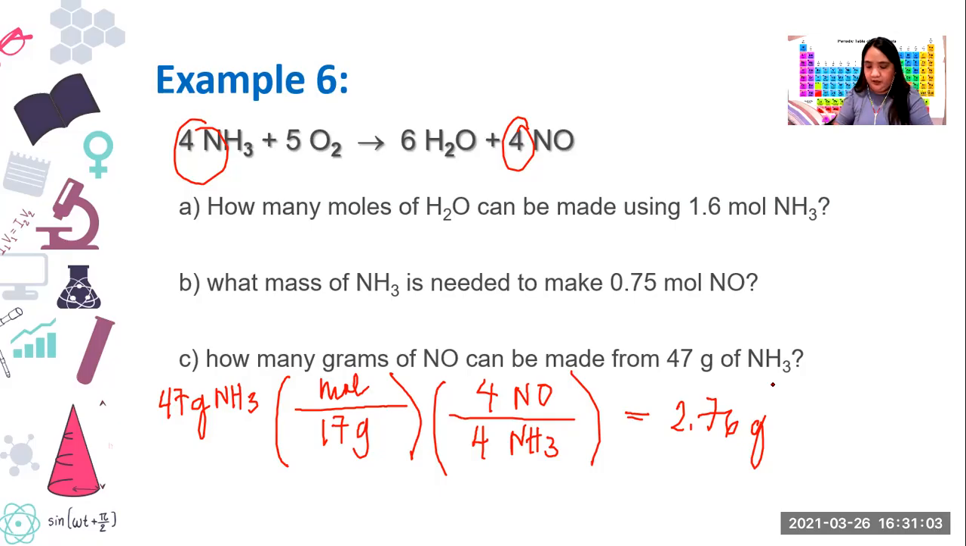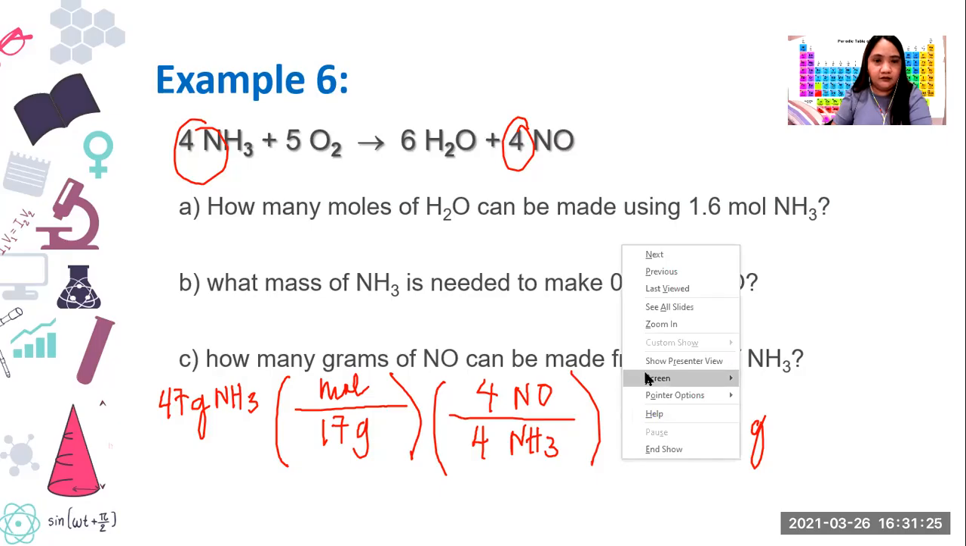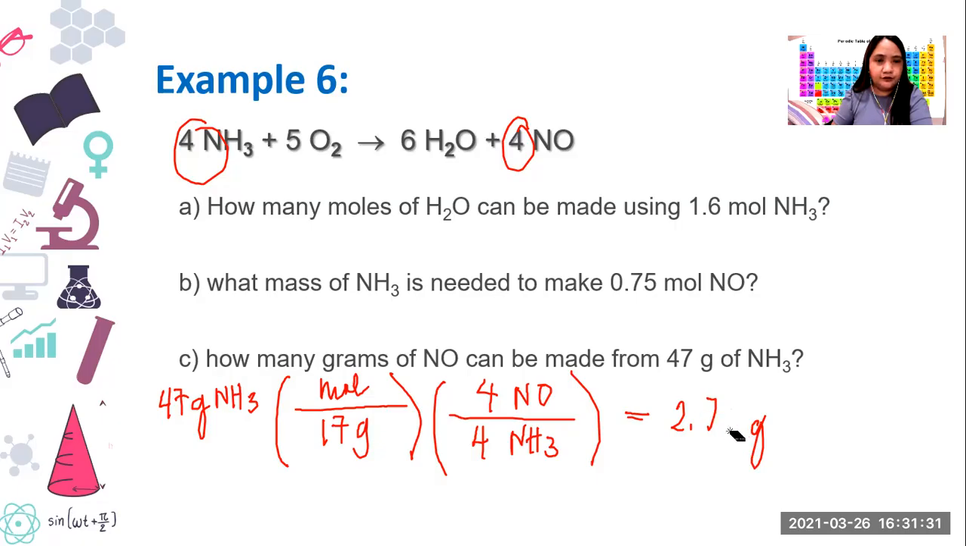Let's first check the last one. How many grams of NO? 47. And then, that's correct, right? 17 grams per mole. And then, okay, I think I missed something. Let me just do that again, because I don't think that's grams. It's too little.